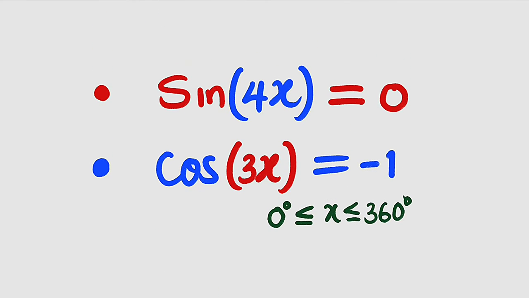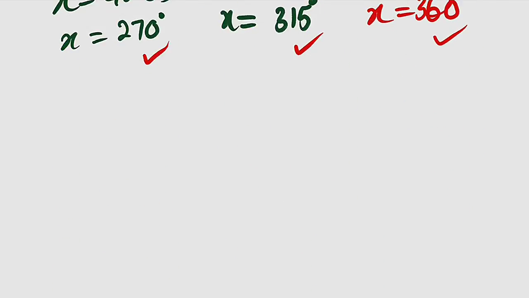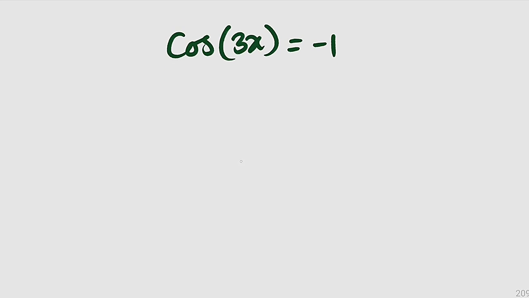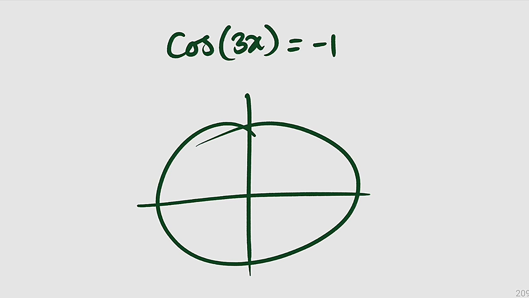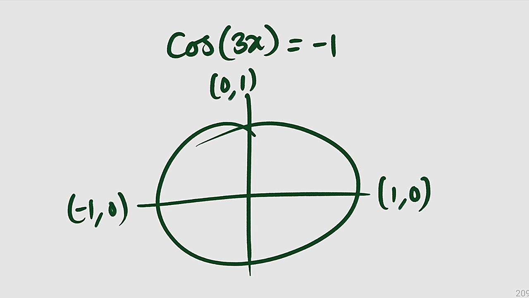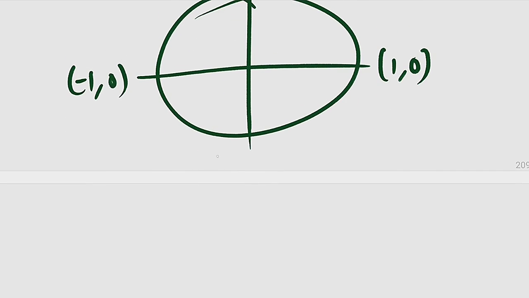Now let us take the second equation. We have cosine of 3x equal to -1. Let me draw a unit circle again. This is a unit circle. Let's write the coordinates. We have 1, 0. We have 0, 1. We have -1, 0. And lastly, we have 0, -1.